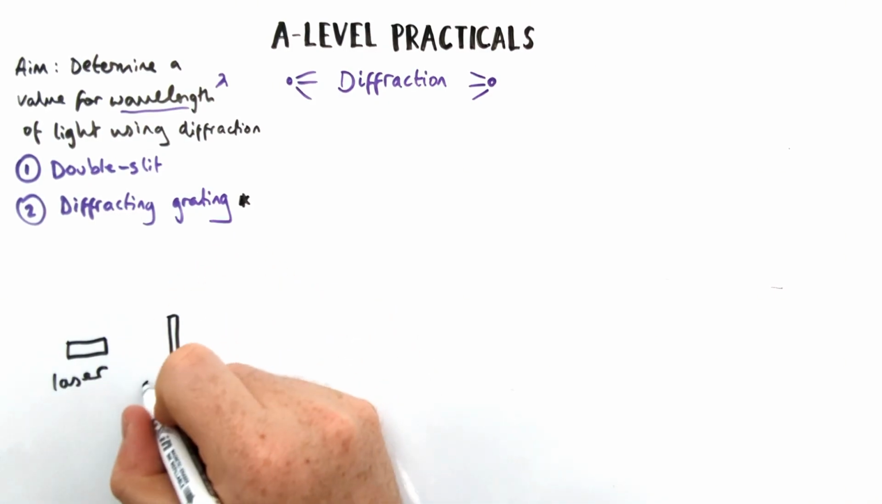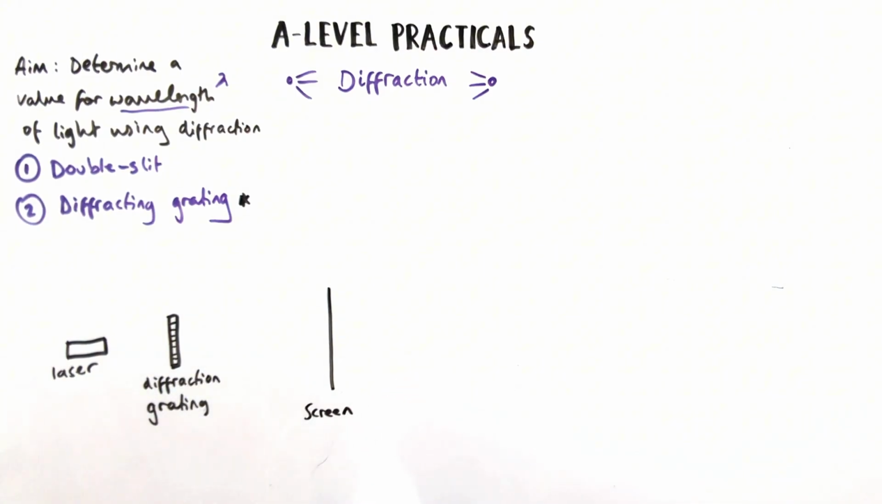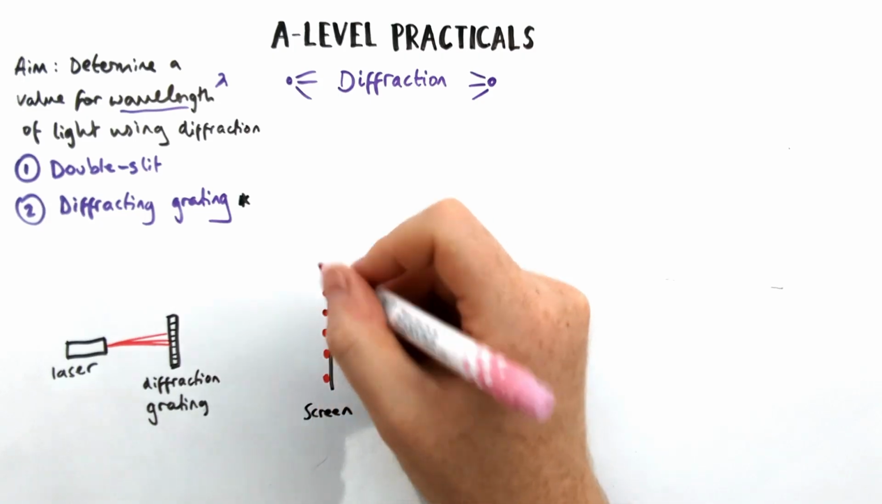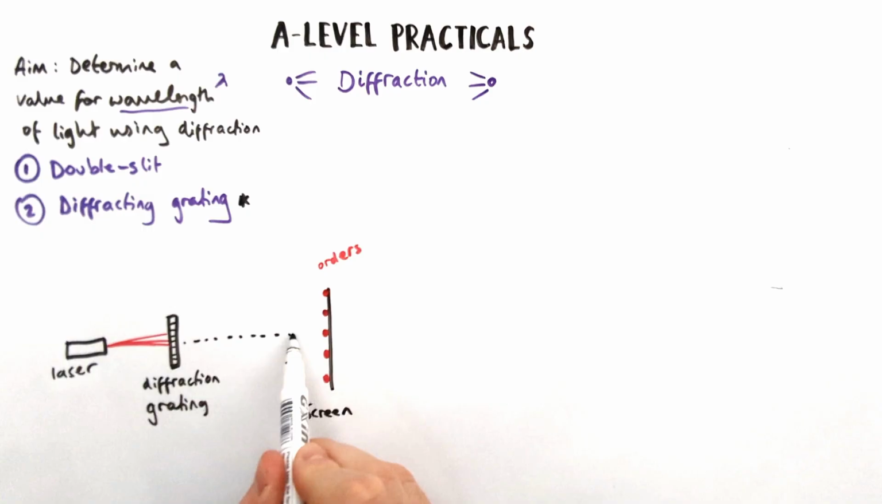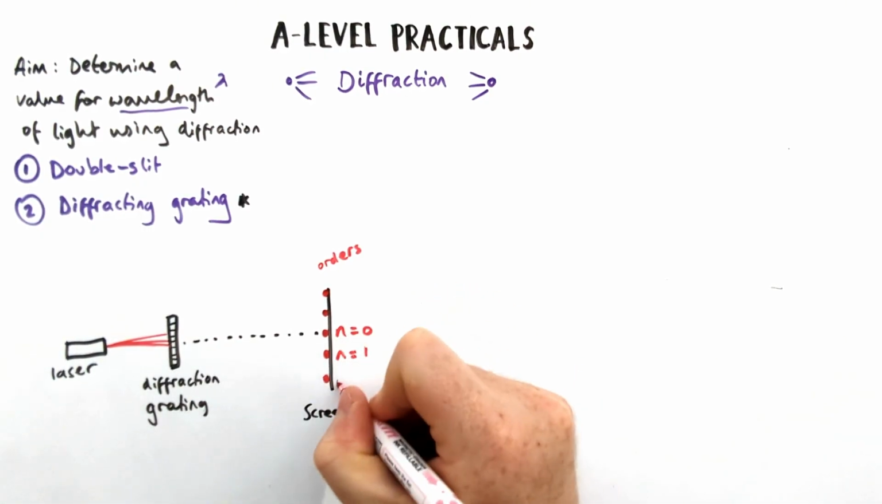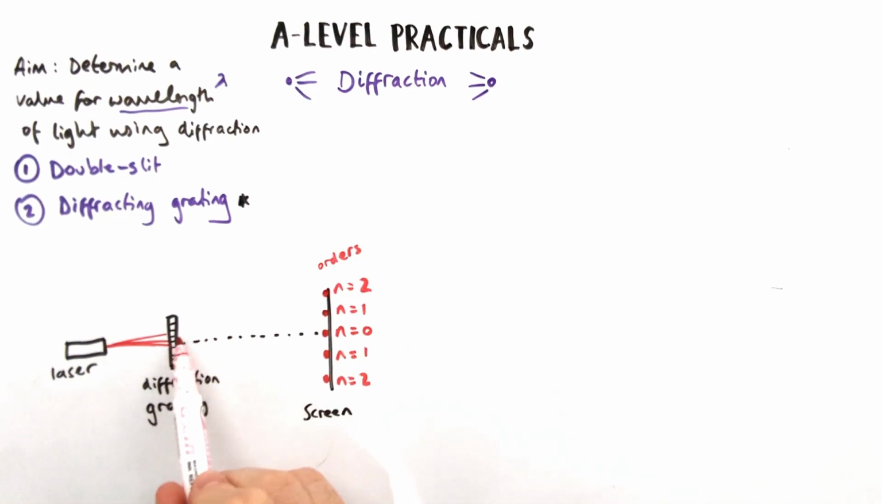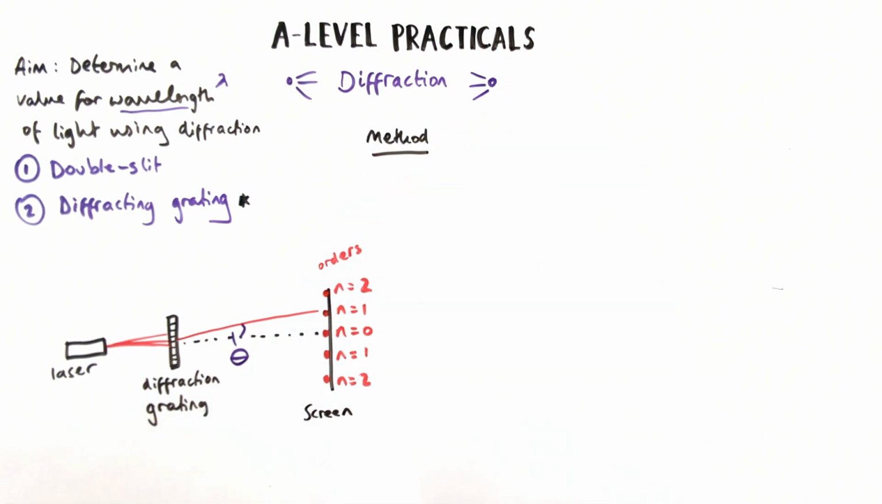However, a diffraction grating has many, many slits. Often you'll find it's got hundreds of lines per millimeter. And diffraction is going to manifest itself in a slightly different way. When you've passed the laser through the diffraction grating onto a screen, you're not going to have an evenly spread interference pattern of bright and dark fringes. You're going to have slightly more separated, distinct spots called orders, which are bright spots with a gap between them. So let's have a look at what the diagram looks like and the equation.